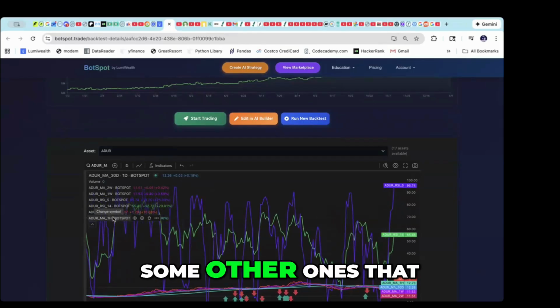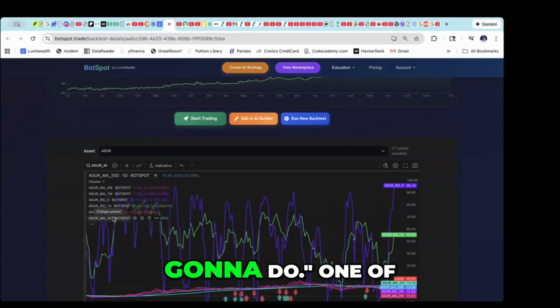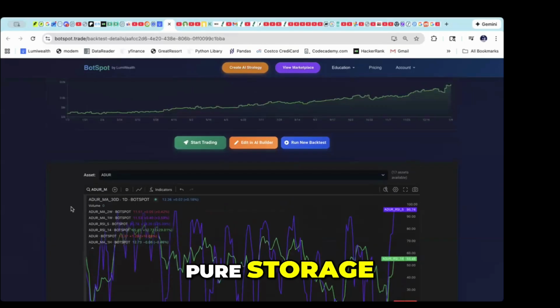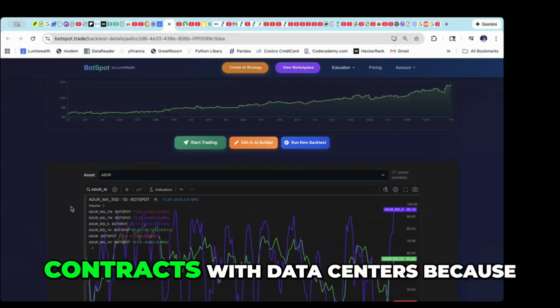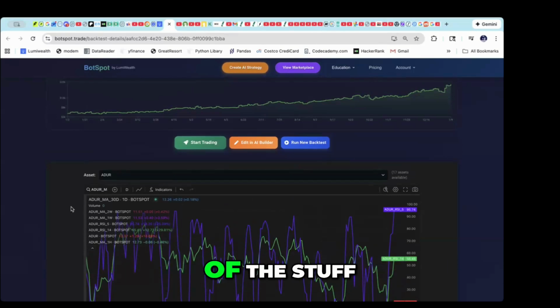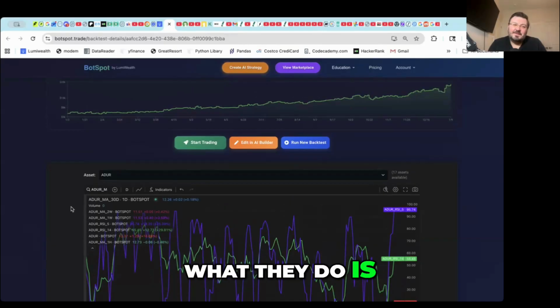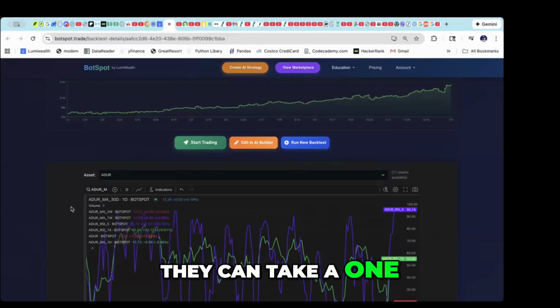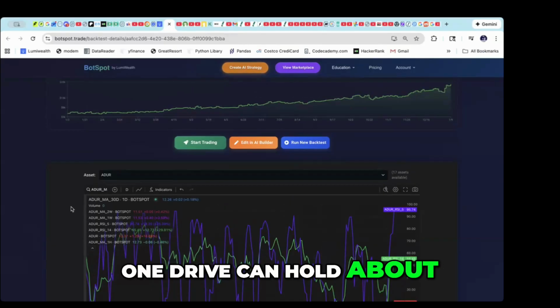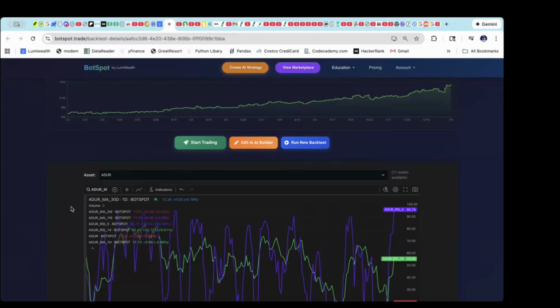But I also have some other ones that I've been researching. One of my biggest ones that I added is the company I work for, which is Pure Storage. And they're actually going to win a lot of these contracts with data centers because of the actual product. This is public information. What they do is, one drive can hold about 50 terabytes of data.